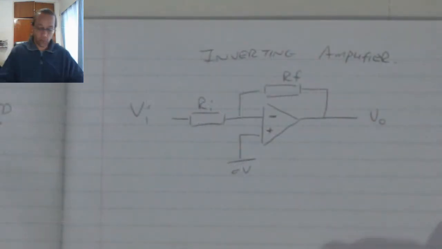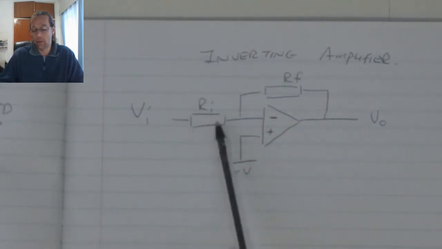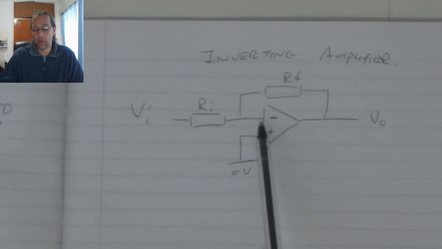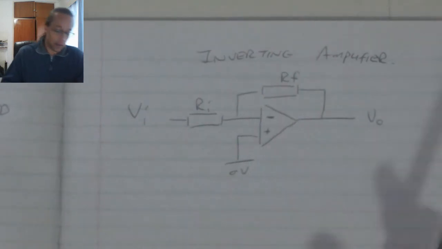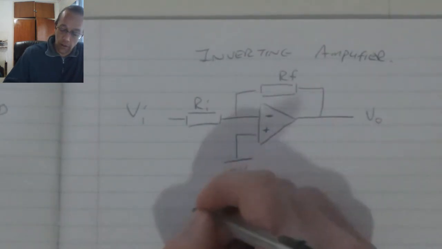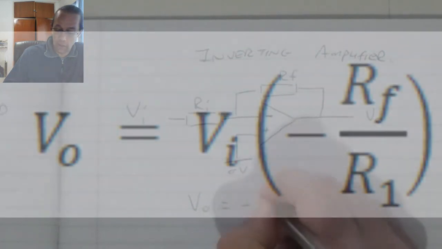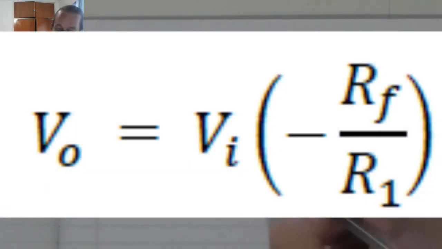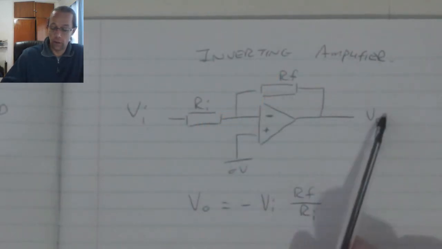Now, with the inverting amplifier, we see that the input connects through this resistor into the inverting input. We also see that the feedback connects to the inverting input. And as a result, if I want to calculate what my output voltage is, I use the formula minus Vin multiplied by RF divided by Rin. That will determine the output voltage.